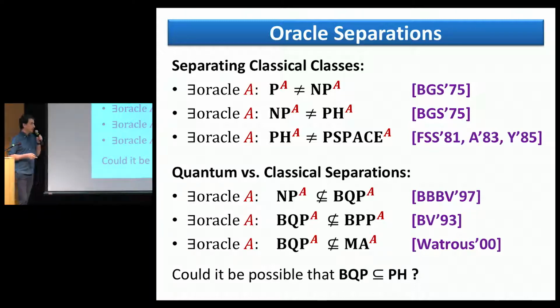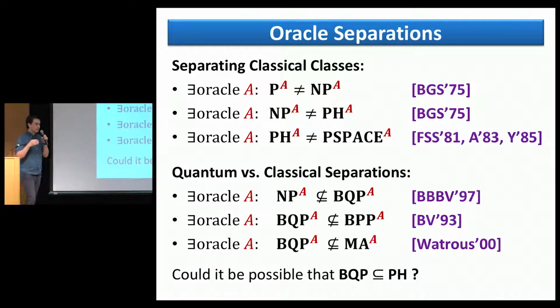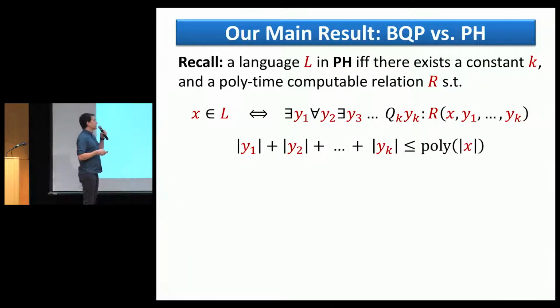I should say that if I can simulate one machine in a black box way by another machine, then this implies also the same thing under oracles. So some results hold with respect to all oracles, but some results don't. We should keep that in mind. So our result is really an oracle separation of BQP and PH.